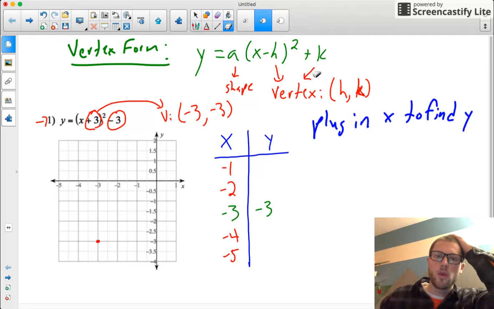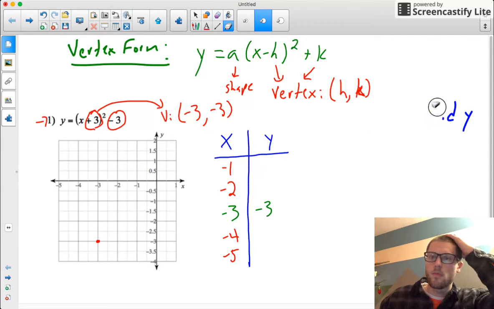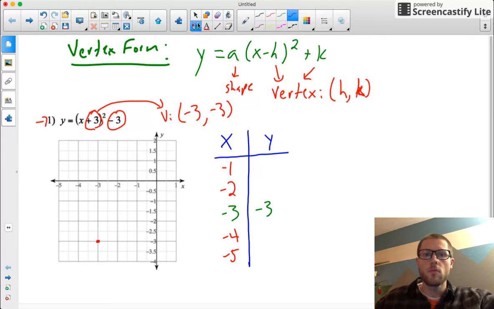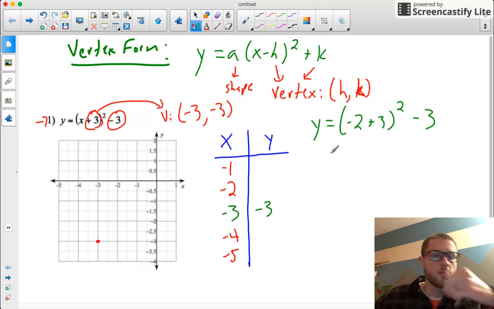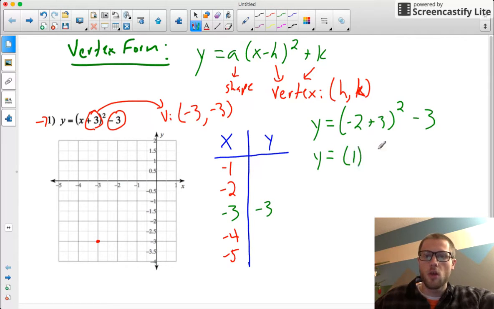So let's start with -2. And if I plug in -2, I'm going to have y equals -2 plus 3 squared minus 3. And I have to be careful to follow PEMDAS here. So before I square anything, I want to add what's going on inside these parentheses. So -2 plus 3 will give me a 1 squared minus 3, or y equals 1 minus 3, and y is going to equal -2. So let's put that -2 in here.